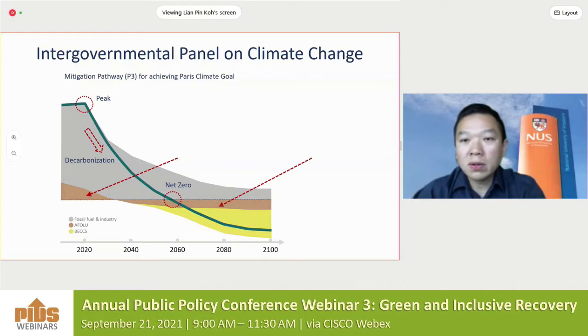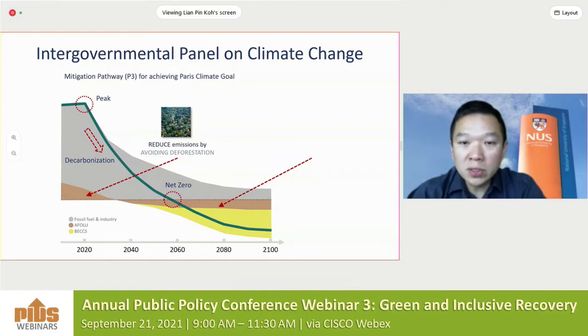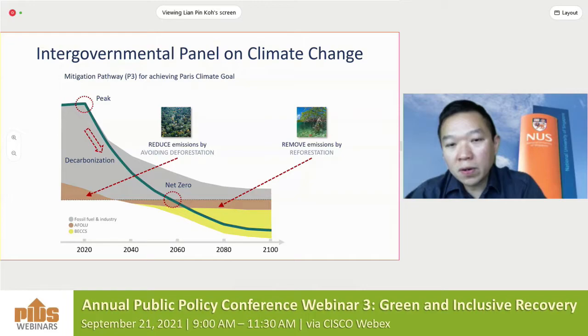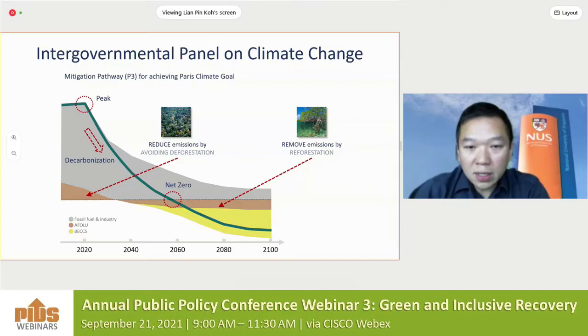The brown part above the zero line represents opportunities over the next 10 years or so to reduce emissions, mainly by avoiding deforestation. The brown part below the zero line are opportunities for us to remove emissions mainly by reforesting or rehabilitating our degraded ecosystems. And together, these are the so-called nature-based climate solutions.